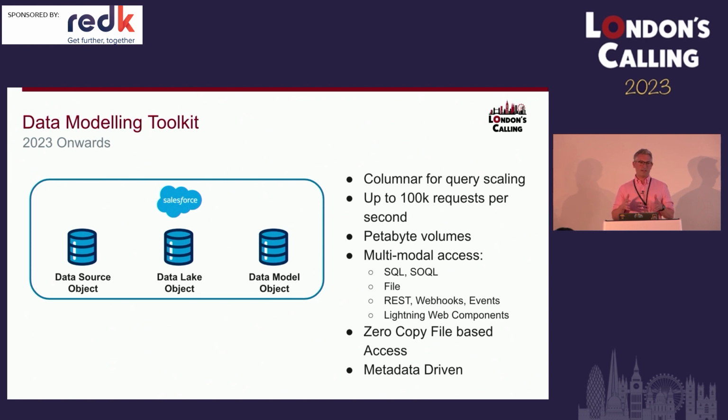But the Data Cloud is built on what's called Parquet, which is a columnar data store. And a columnar data store is designed for query scaling. What that means for us is we can have up to 100,000 requests per second. You're not going to get anywhere near that in anything on the core platform. And you can deal with petabytes worth of data.